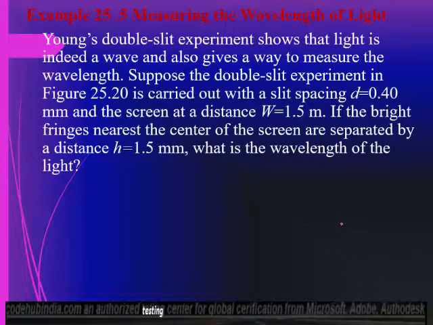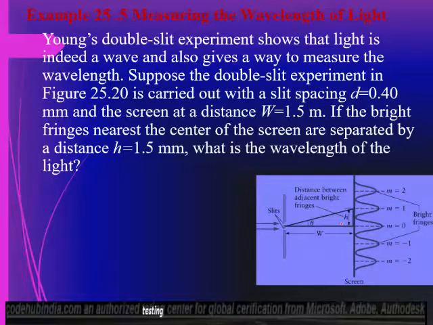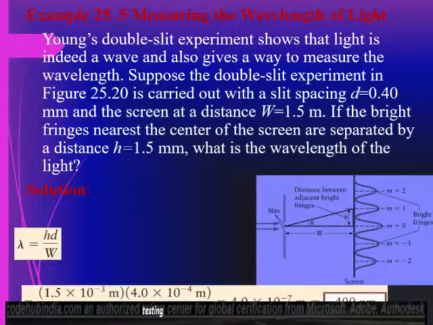Measuring the wavelength of light. Young's double slit experiment shows that light is a wave and also gives a way to measure the wavelength. Suppose in the double slit experiment, in the figure, h is given 1.5, W is given 1.5, and d is given 0.4. What is the wavelength of the light? From that formula, we know the solution: lambda equals h d by W. That is equal to 400.